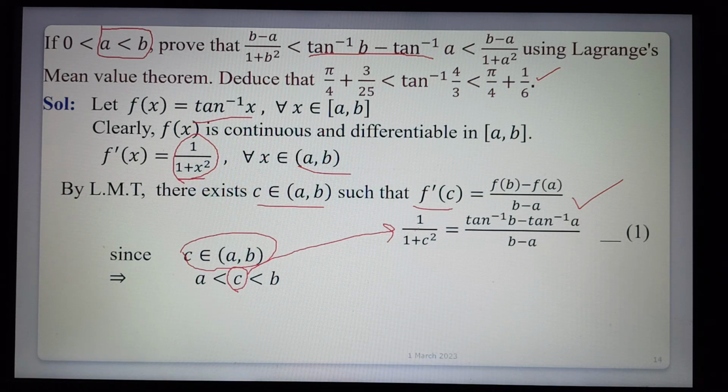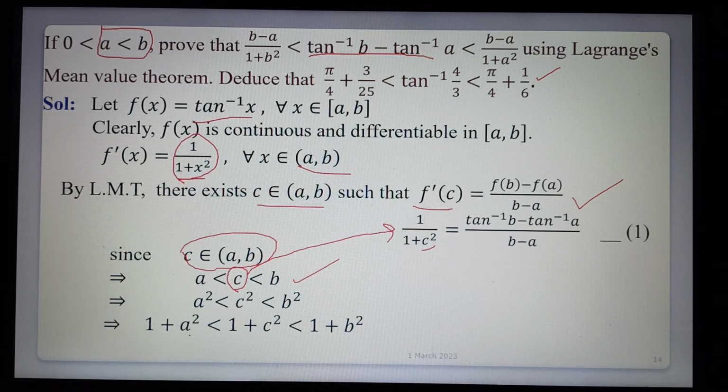Now c is converted into the form 1 by 1 plus c square. When c is converted into this form, a and b are also changed. See that. First, squaring on both sides: a square less than c square less than b square. Next, adding 1: 1 plus a square less than 1 plus c square less than 1 plus b square.